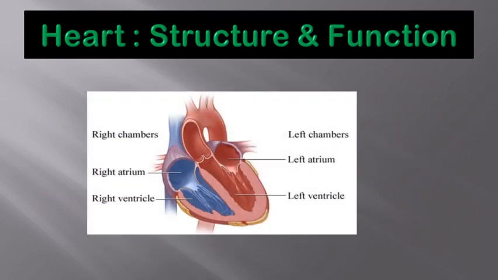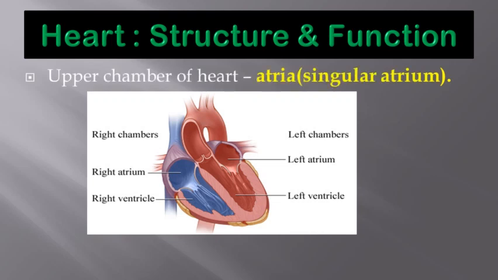Next, internally the heart is divided. You can see the picture. Internally the heart is divided into left and right chambers. You can see the right and left chambers in the picture. Each of those compartments is again divided into two chambers, and thus in all the heart consists of four chambers. Right hand side two chambers are there, and left hand side two chambers are there.